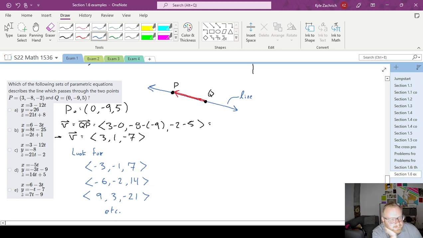Negative 12. Now, what's the y component here? Because we don't have any t here. So this would have a direction vector negative 12, 0, 21. Right. Negative 12 from the x, 0, 21. Okay. So anyway, definitely not what we're looking for here. So that's not it.